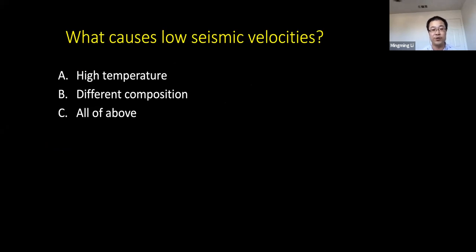So the first question is what causes low seismic velocity? There are three choices. A is high temperature, B is different composition, and C is all of the above, right? And I think you perhaps know the right answer is C. Like when you do a multiple choice question, if you have no idea of the answer, you just pick something like this, like all of the above or none of the above is always correct, right?